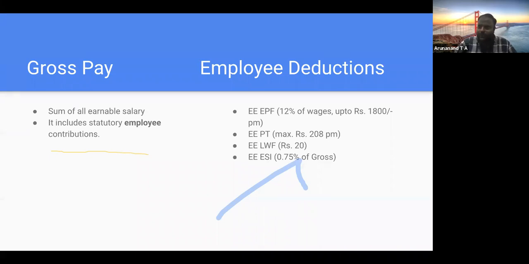Okay. But I strongly suggest that this is a very good investment method, and I strongly urge that you shouldn't opt out of EPF. It's a very good investment method.